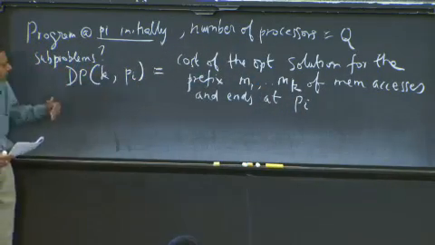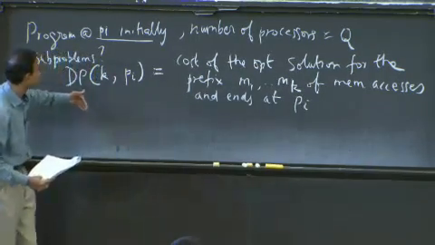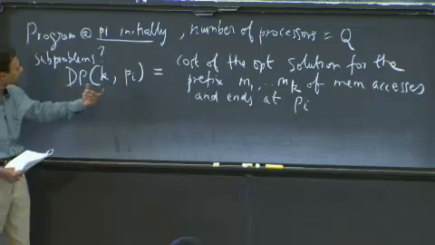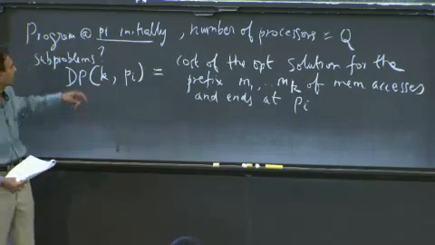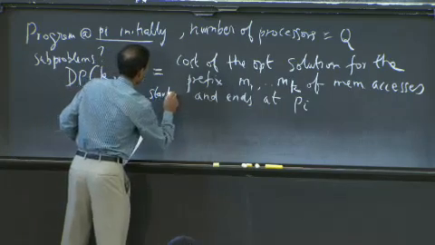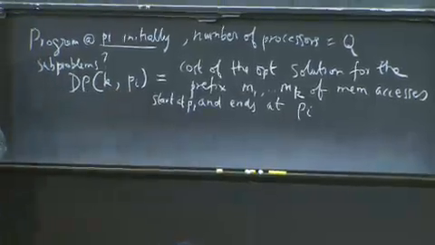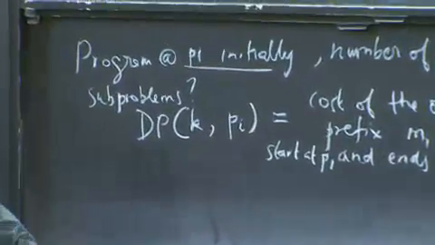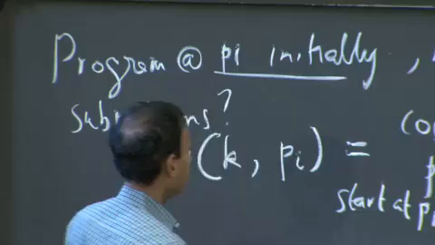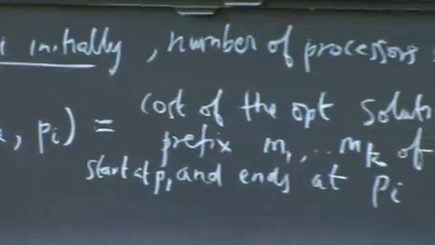I want to know, as I build this up, what is the optimal way that I'm going to choose between migrations and accesses for the first k memory accesses, assuming a starting point at P1 and ending at some Pi. And I need to build up these subproblems, and I want to grow them. Okay? So let's go ahead and set this up.